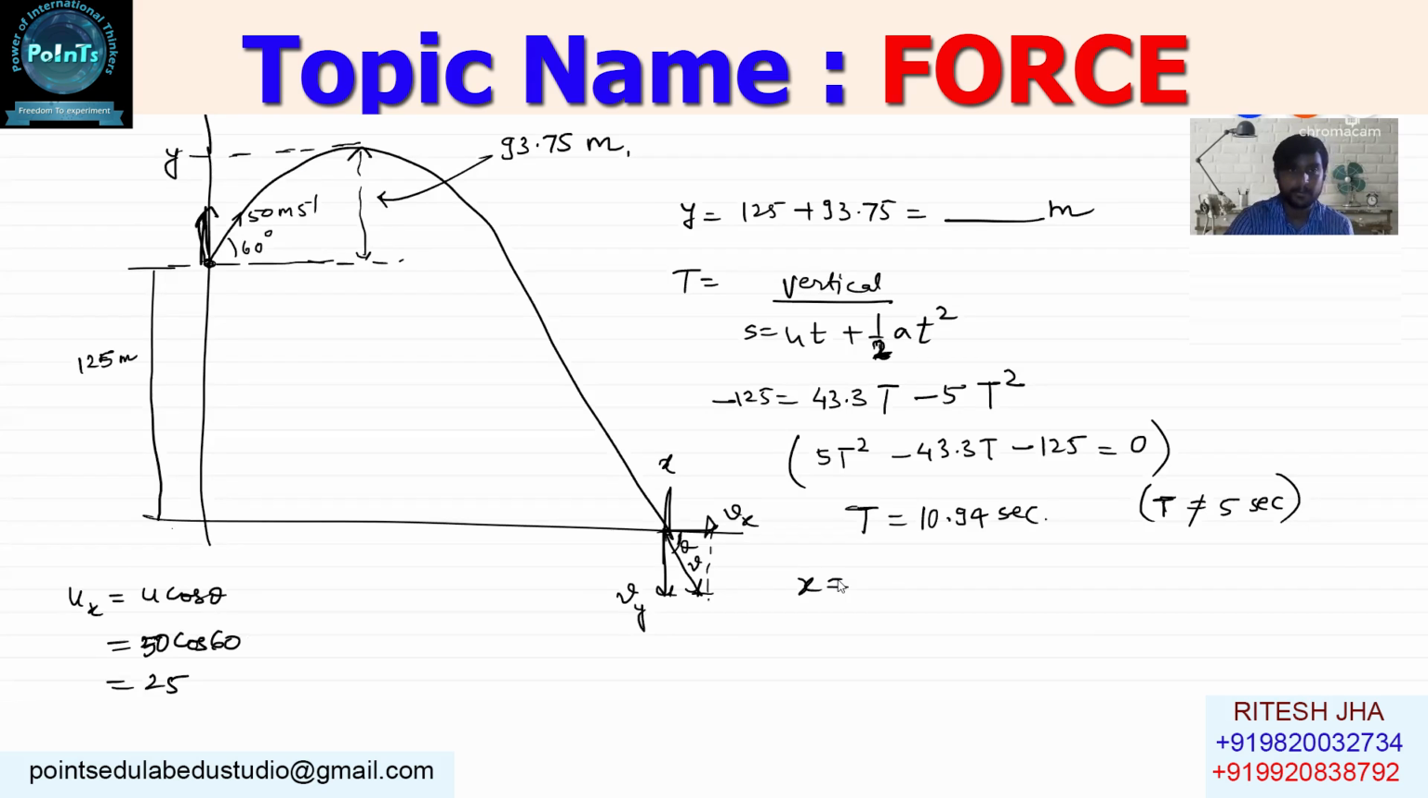Okay, I see. So this has to be 25. I want you to revise before every class. I want you to revise the previous class with the video, with the recorded lesson. So x will be coming out to be 25 multiplied by 10.94. That will give you the final answer in meters.